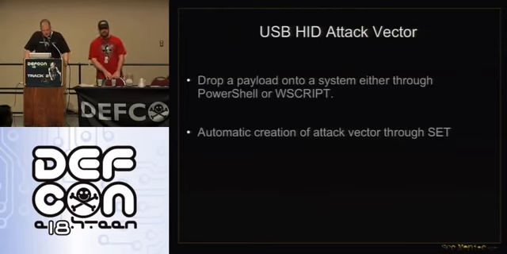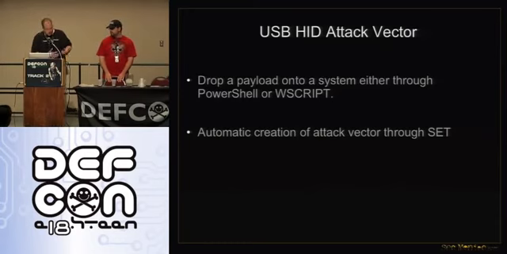So you can drop a payload on the system either through PowerShell or WScript, the two main methods. Automatic creation of the attack vector through SET. That's the big thing. That's why I wanted to show SET today. It will actually create the attack vector for you, create the PDE device, which you can load into the Teensy, and then copy it over, and you'll see an example of that. And it will compromise the computer for you. So how easy does it get?